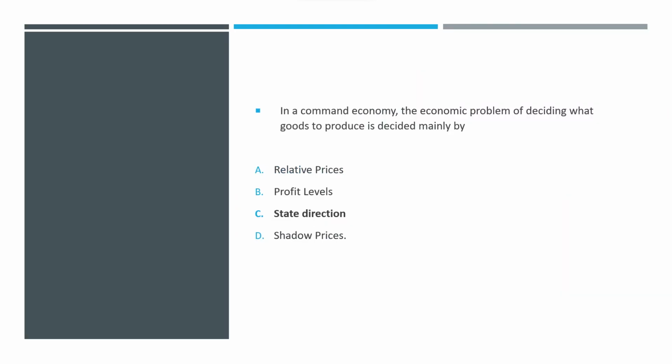Based on the explanation provided by me, you know that the correct answer is option C. That is, in a command economy, the economic problem of deciding what goods to produce is decided mainly by state direction.